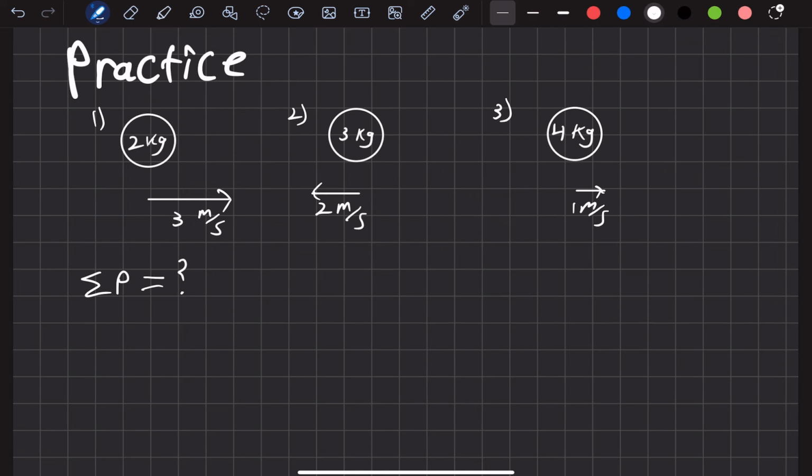For your practice, you're going to be doing exactly what I did in the second example, except this time there are going to be 3 objects. Not any more difficult, just a little bit more tedious.